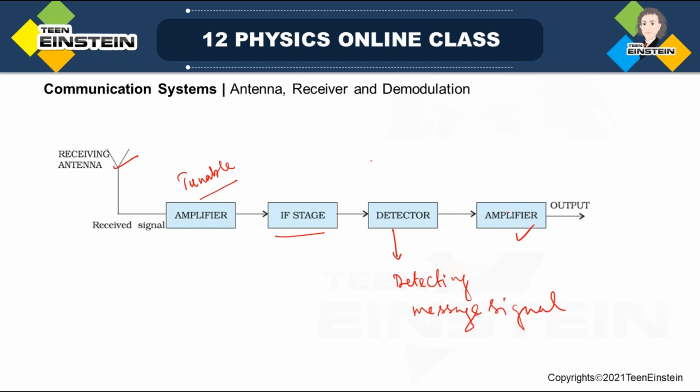Detected signal is the original signal you wanted to have. That signal is actually very, very weak. To strengthen it, you can amplify it. This amplification is happening once just after sorting out, and then finally once again it will be amplified before it goes to the output end. This is how an amplitude modulated signal is recovered.